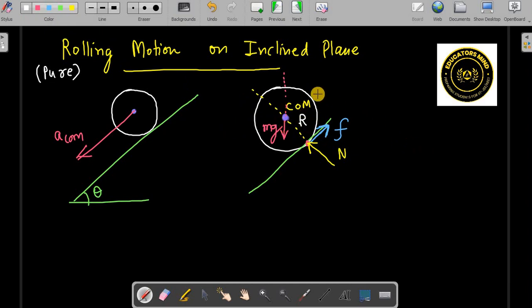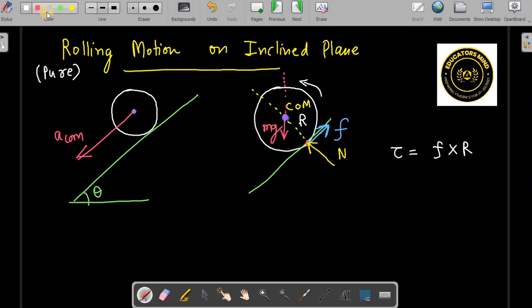The torque created will be in this direction, and there will be angular acceleration. That torque, which is in the anti-clockwise direction, is friction into r. That's the torque. Because of this torque, there will be a rotational effect. So you can study the forces and accelerations both. What is the net force acting on this?